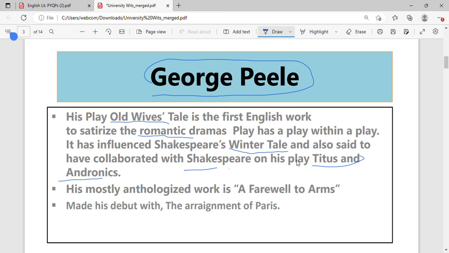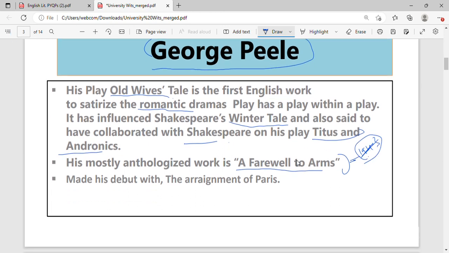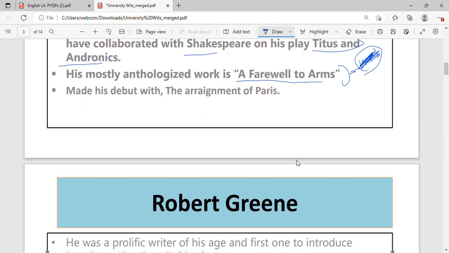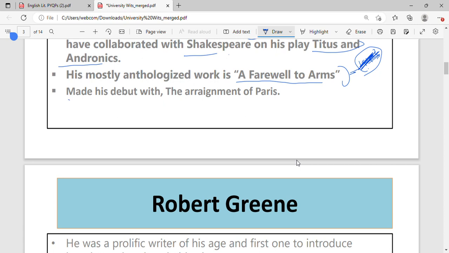Then we have his most anthologized work, A Farewell to Arms, which is also the name of the novel by Ernest Hemingway. When was this novel written? Let me know in the comment section below. Please do write the date of its publication. He made his debut with The Arraignment of Paris. This is the very first play written by George Peele, right?